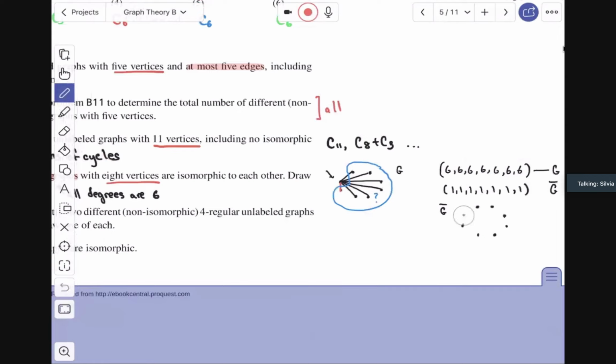Now at degree 1, nothing else can attach to them. That's it. That's the only one, right? So it's easier to understand the complement because this graph is very crowded. It's better to look at the complement. When you look at the complement, you realize that there's only one. So now you can draw the complement of this one to give the picture that they asked you to find.